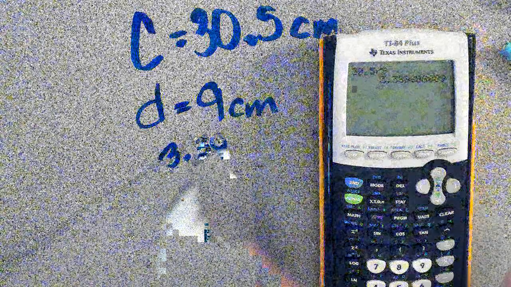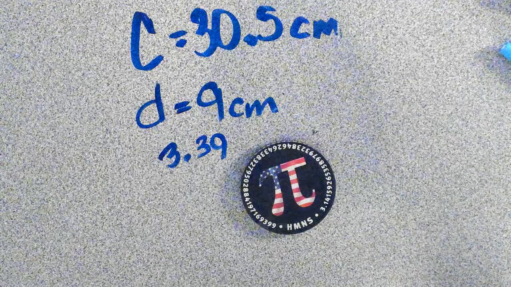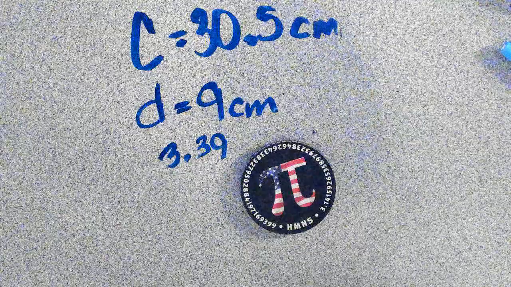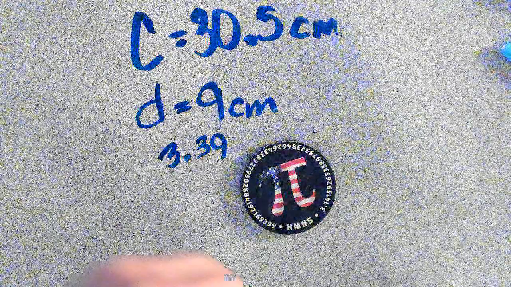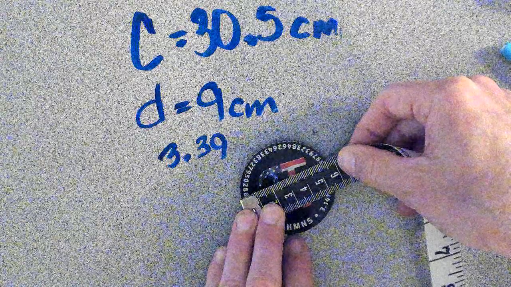All right, let me find another circle. See what this relationship is. I have this pi magnet. Get my handy dandy measuring tool here. Back to the beginning. All right, across the center, it's about 5.5 centimeters. Okay, so let me make a little squiggle here. The diameter is about 5.5 centimeters.